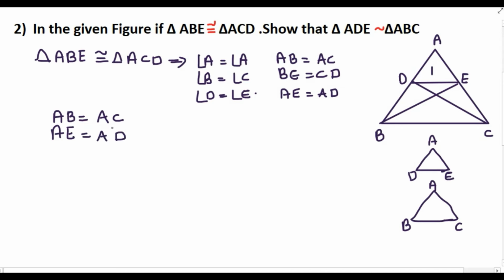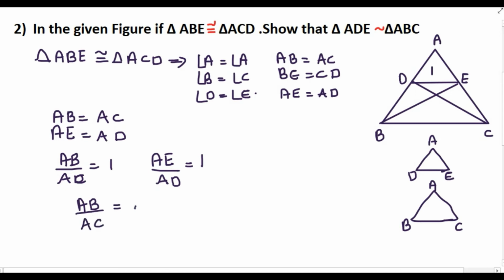So I got the relation like this. Now I am going to divide this. If I take AC to the left side, AB by AC is equal to 1. In the same way, AE divided by AD will be equal to 1. So AB divided by AC and AE divided by AD both are 1. So I can equate this, and I will be getting AB by AC equal to AE divided by AD.